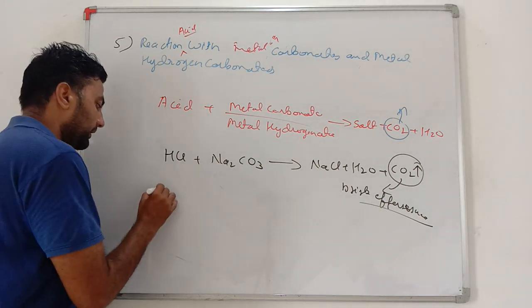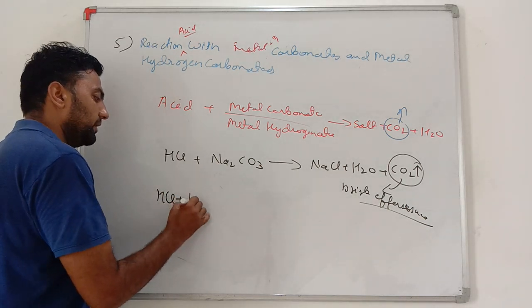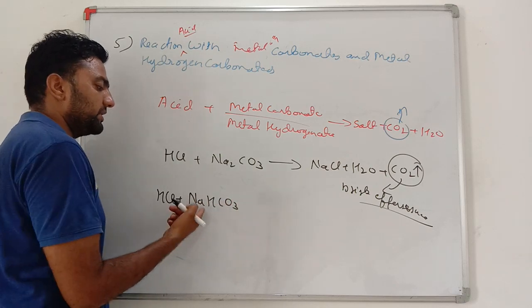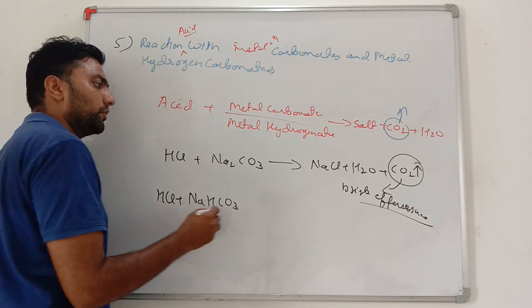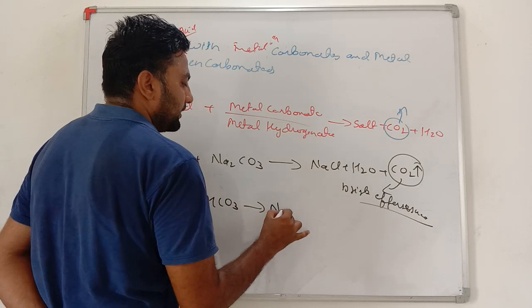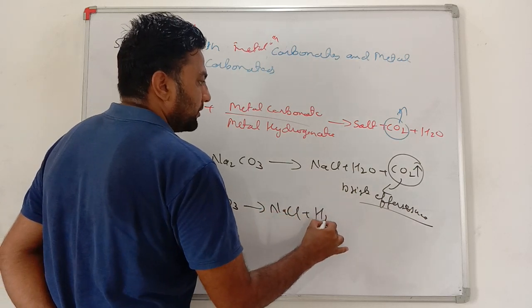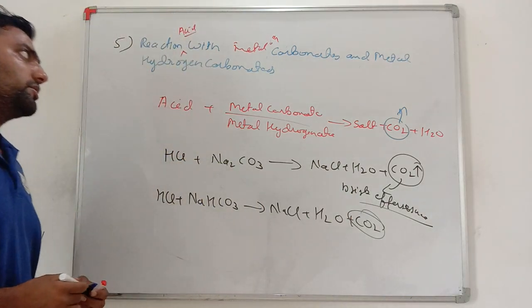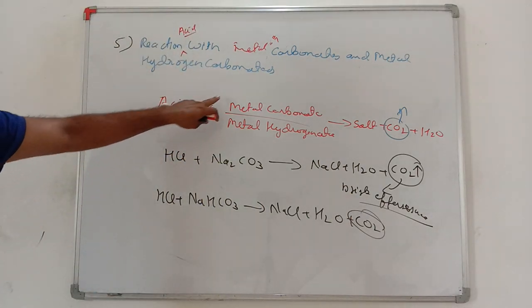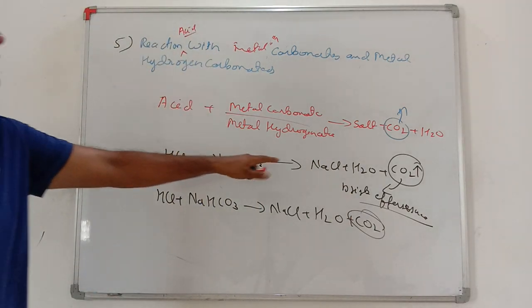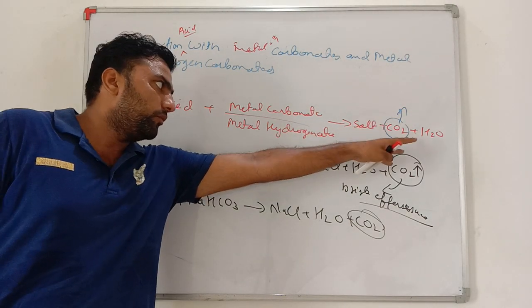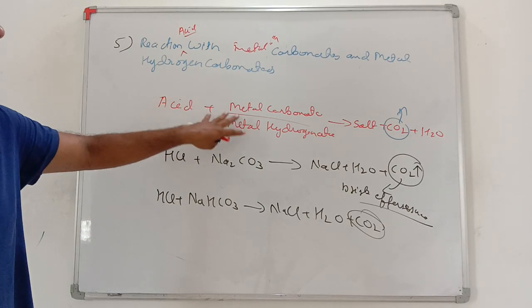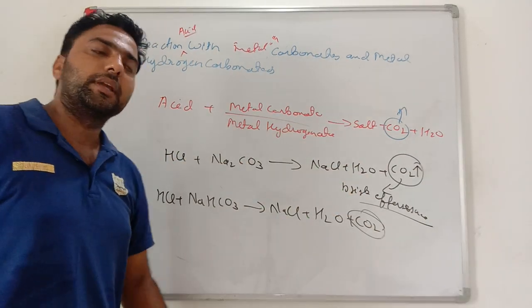Okay, and the reaction of hydrochloric acid with sodium hydrogen carbonate or sodium bicarbonate, this is not washing soda, this is baking soda. What we get is NaCl plus H2O plus CO2. See my dear student, very important, acids react with metal carbonates and metal hydrogen carbonates producing salt, water and carbon dioxide. The main thing is that the reaction of acid and metal carbonate gives us carbon dioxide gas.